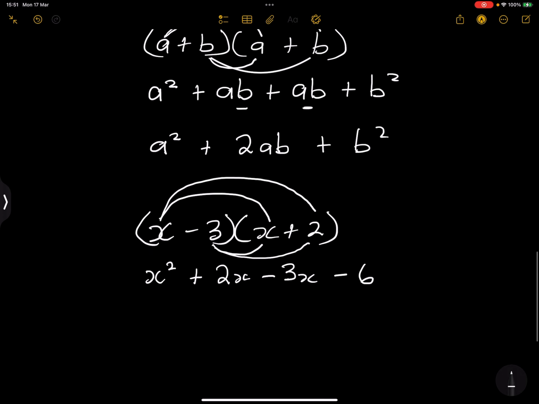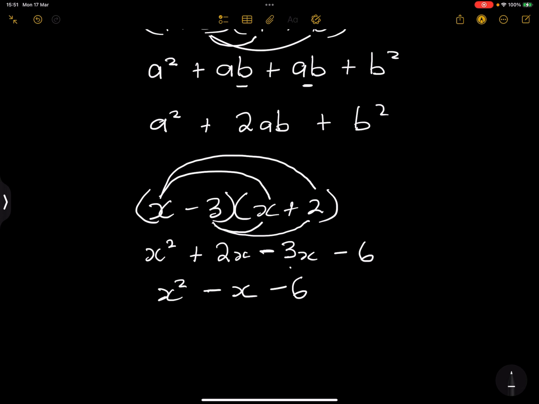Again, let's look for our like terms. We're going to have x squared, right? Now you've got positive 2x minus 3x. Remember that if signs are different, we are going to subtract and take the sign of the bigger number. So in this case, that's 3 minus 2, that will give us 1. So that's going to be minus 1x. So we write it as minus x and minus 6. So remember our FOIL method, we start with the first ones, the outer ones, the inner ones, and the last ones, okay? Right, so that is how we're going to take the product of binomials.